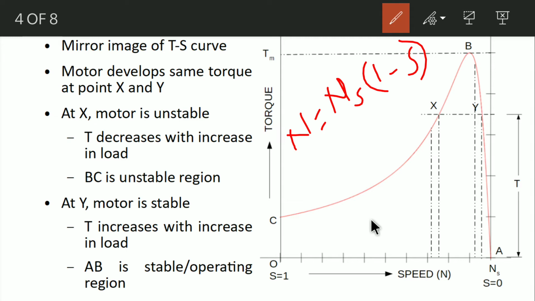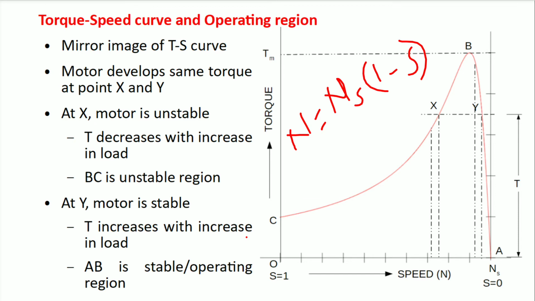Now if we watch this curve, suppose let us take this much torque we require for some load. This is the maximum torque, no doubt. This is our starting torque and this is the running torque. Suppose we have this much torque required to drive our load. Then this torque has 2 points on the same curve, X and Y.